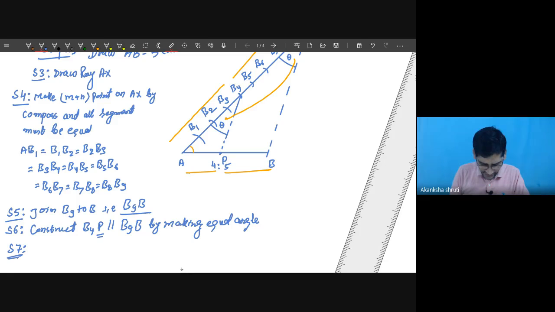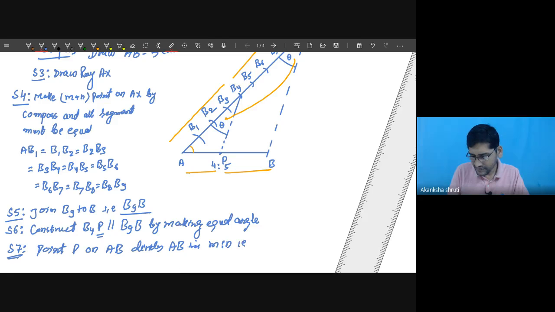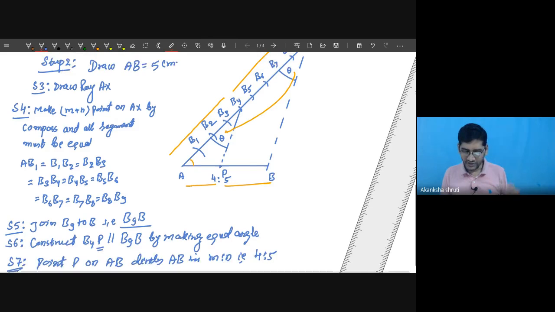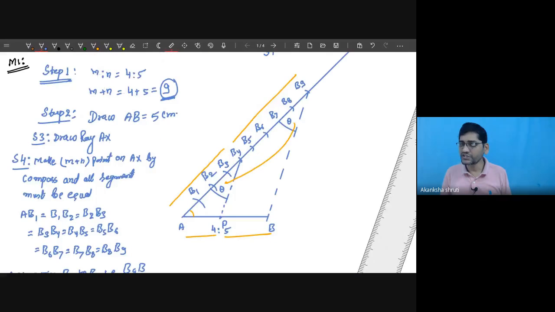So the point P on AB divides this AB in M:N. That is, here it is 4:5. So the questions are very easy. This way the P is allocated. That's all. Because two similar triangles are formed here, it's okay. There is another way of constructing the equal angle. Let me explain it.